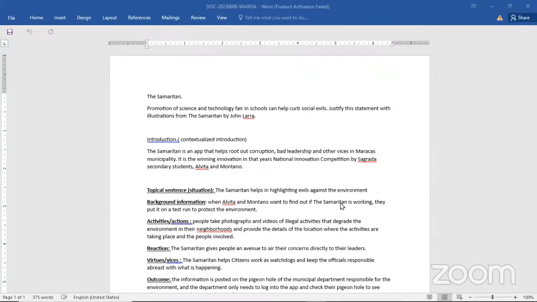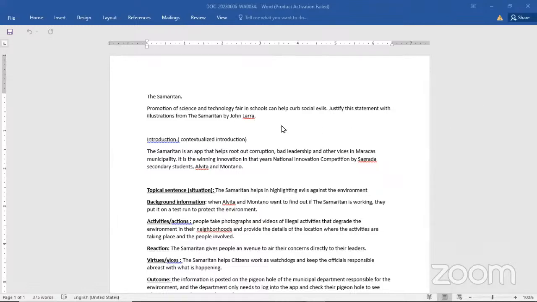All right. So I hope you can see then I've started a new screen share. You can see it. Yes. So I'm using the Samaritan, which is one of the texts you will be using. So let's break it down using that model that I gave.